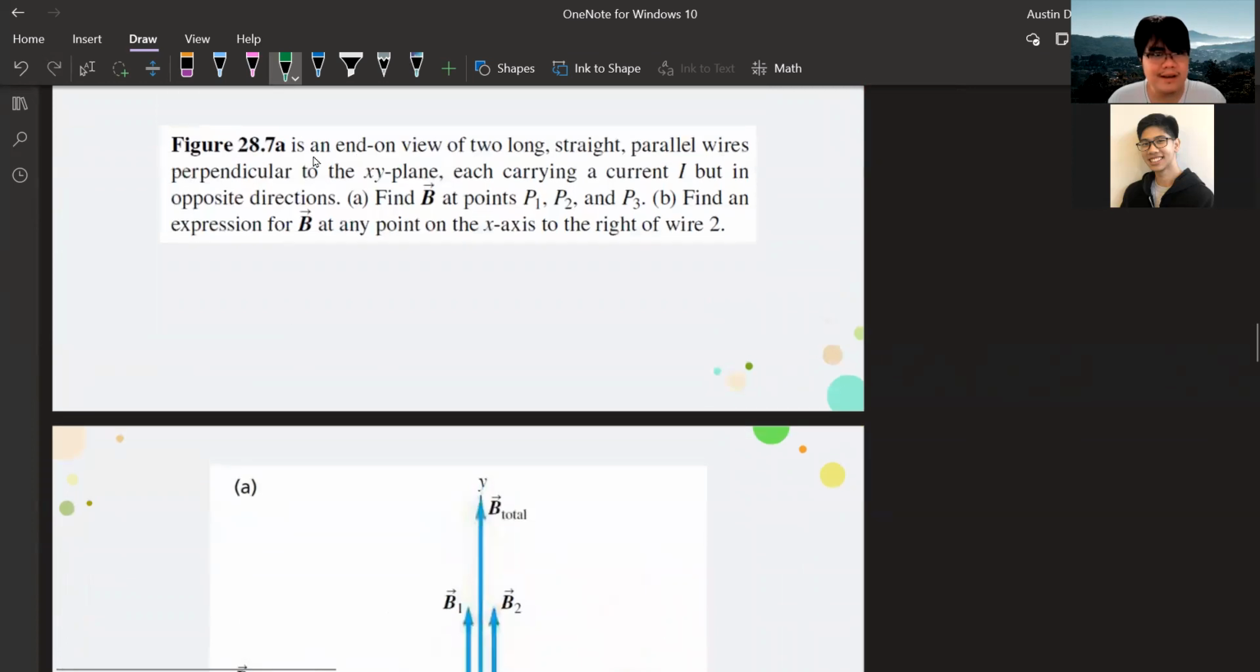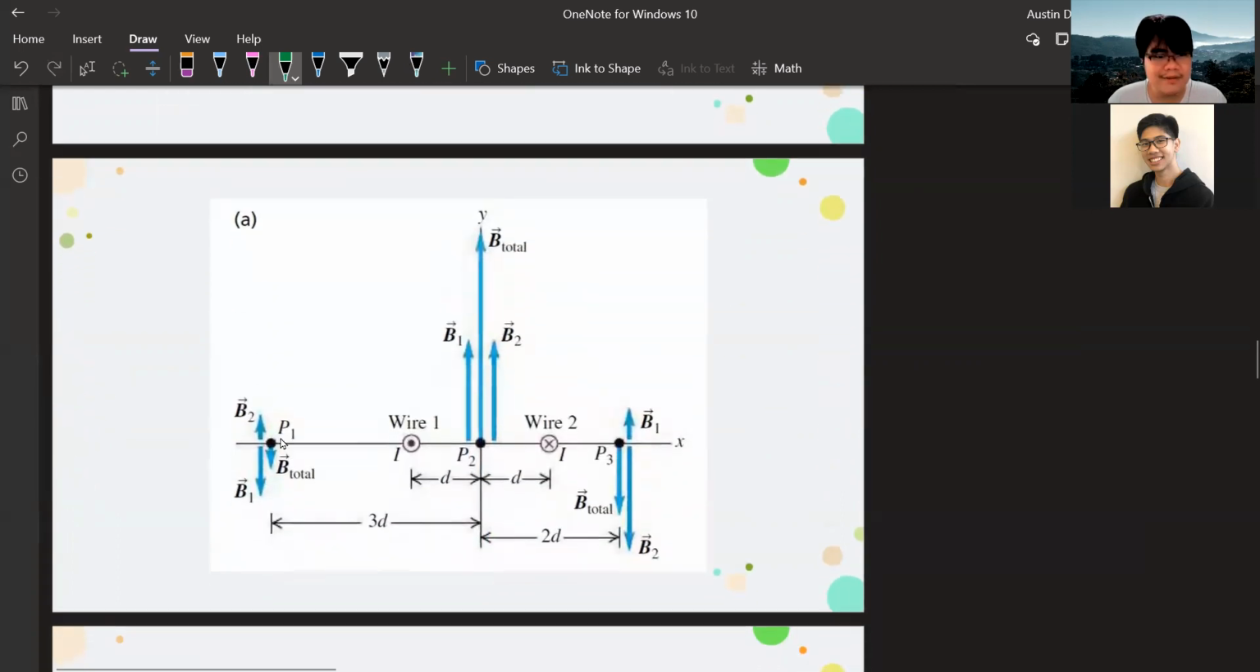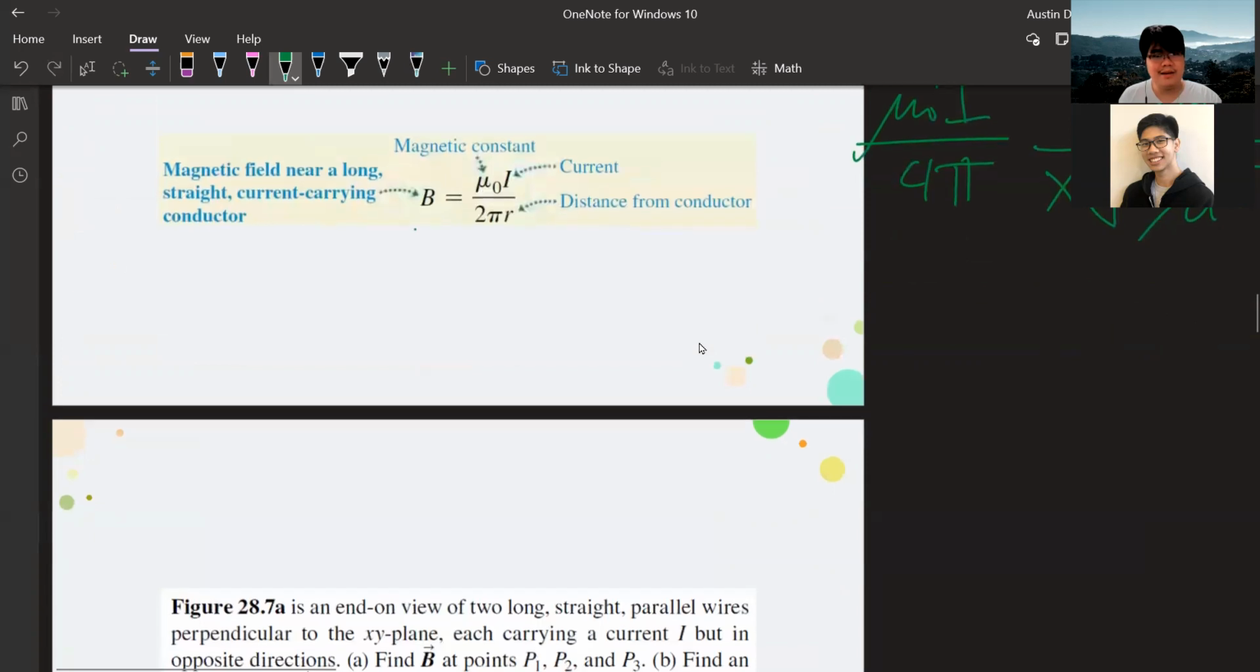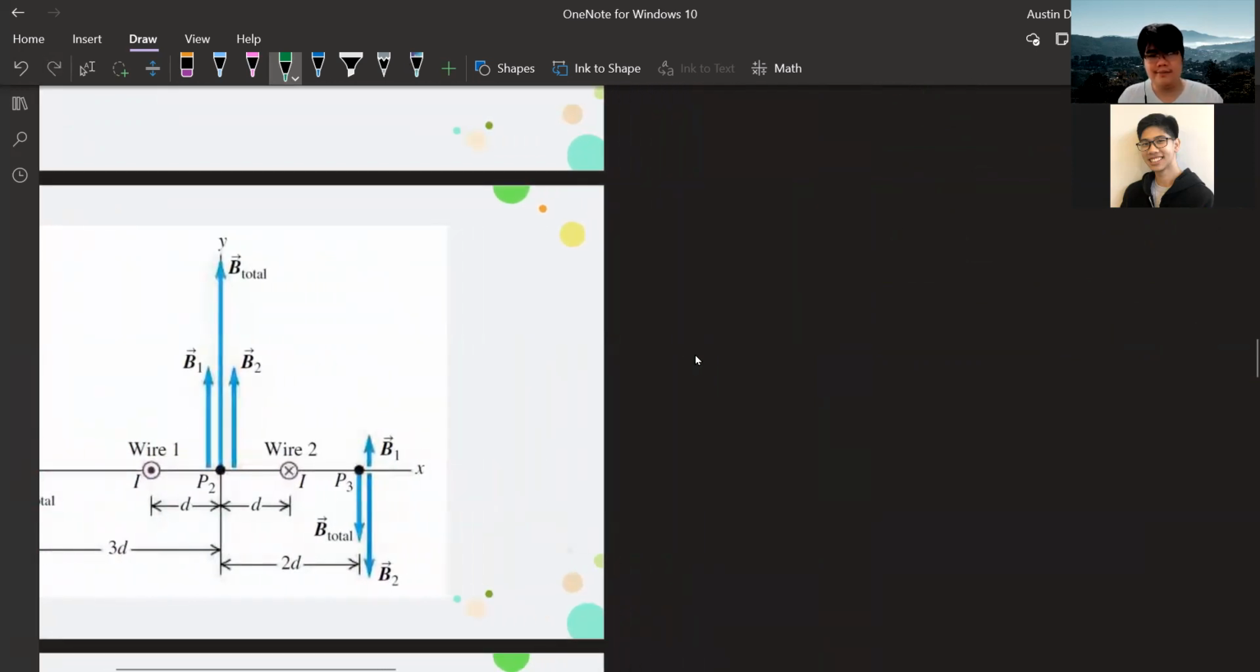This figure below is an end-on view of two long straight parallel wires perpendicular to the xy plane, each carrying a current I but in opposite directions. Find B at points P1, P2, P3, and find an expression for B at any point on the x-axis to the right of wire 2. Okay. So, ano ang kailangan natin malaman? Ano raw yung field sa P1, P2, at P3. Okay, so gagamitin natin yung nakuha natin na mu naught I over 2 pi r, kasi this is a long, straight wire. B is mu naught I over 2 pi r.